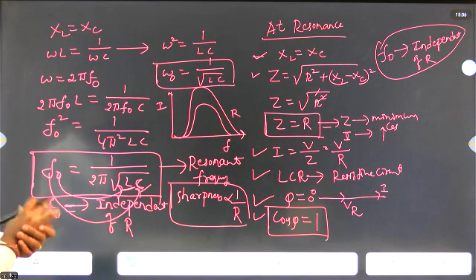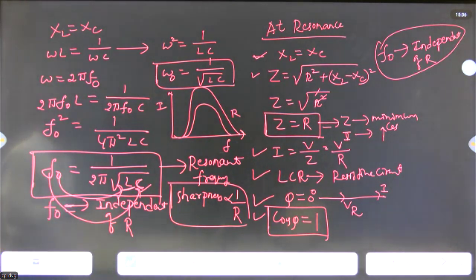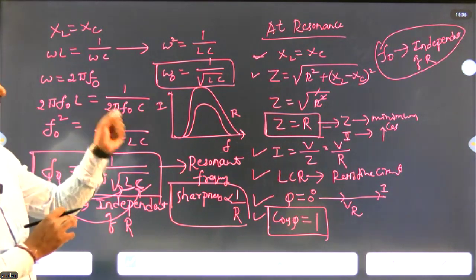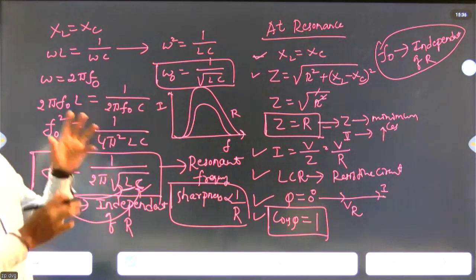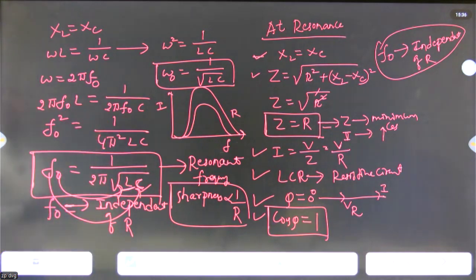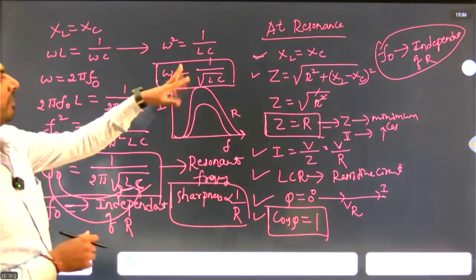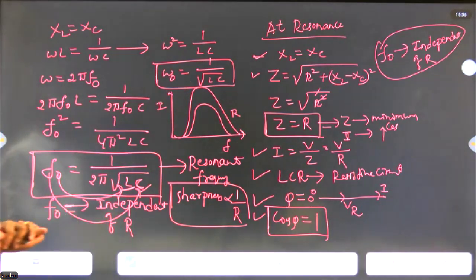When XL is equal to XC, current in the circuit becomes maximum. Impedance of the circuit is minimum. The series LCR circuit behaves like a purely resistive circuit, and the expression for resonant frequency F naught is equal to 1 by 2 pi into root LC. Angular resonant frequency omega naught is equal to 1 by root of LC. So this is about electrical resonance.